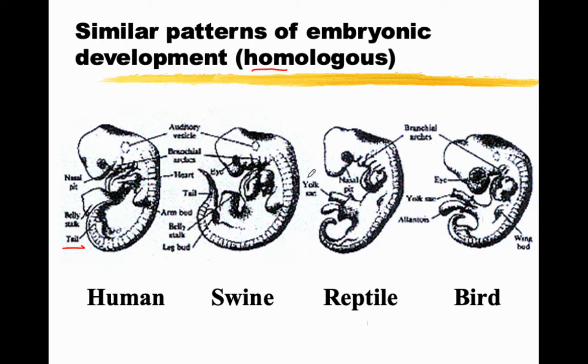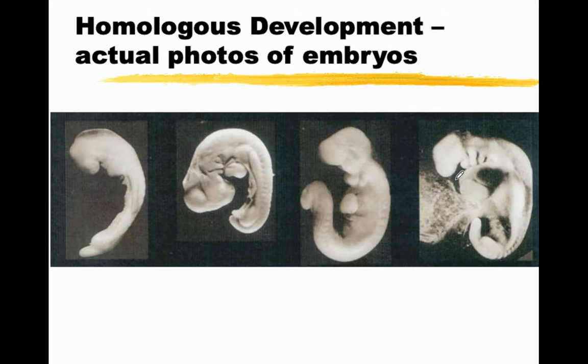We all started out fairly similar. Things started changing once we start to develop into our more mature selves. And yes, you did have a tail. Here's some more examples of embryos. These are actual photos. See if you can guess which is which. Give you a couple seconds there. Well, that's a reptile. You can see the head all the way down to the tail.